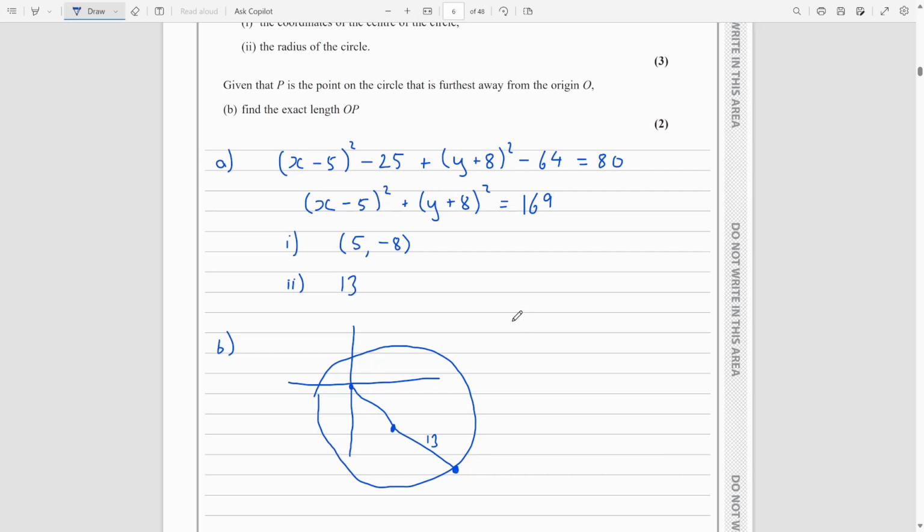So the distance between the centre and the origin is simply the square root of 5 squared plus 8 squared, and that's just Pythagoras' theorem, knowing that we've got an x-coordinate of 5 and a y-coordinate of negative 8, so that length is 8 down there. So key all of that into the calculator, and we get root 89 here, which means the maximum distance between O and P, this is the point P over here, is 13 plus root 89.